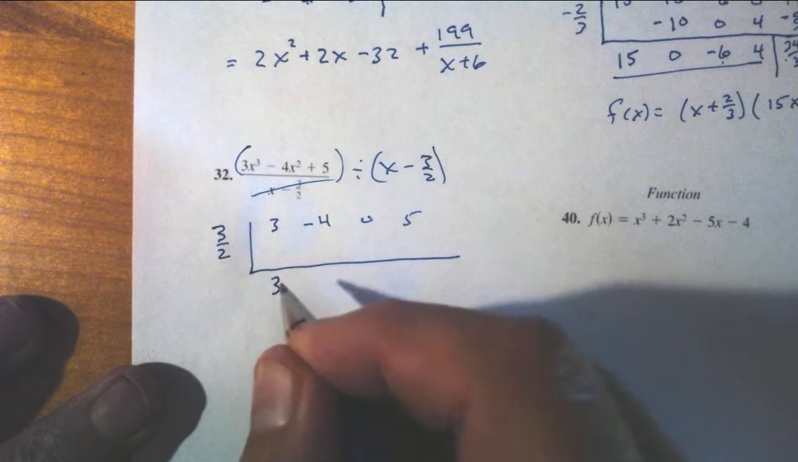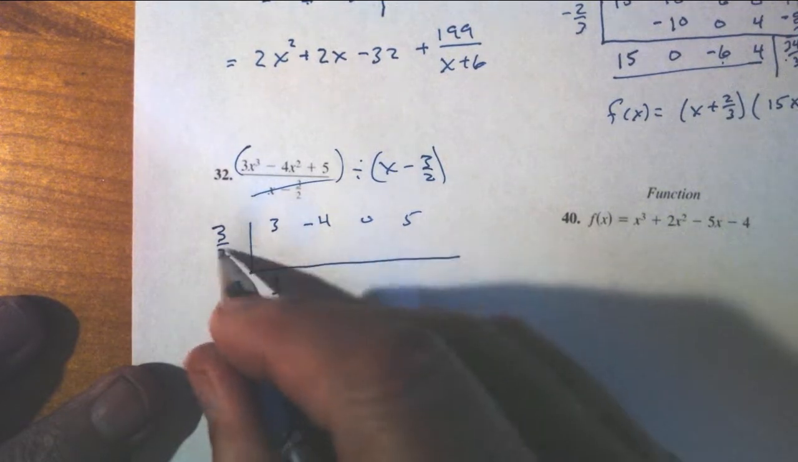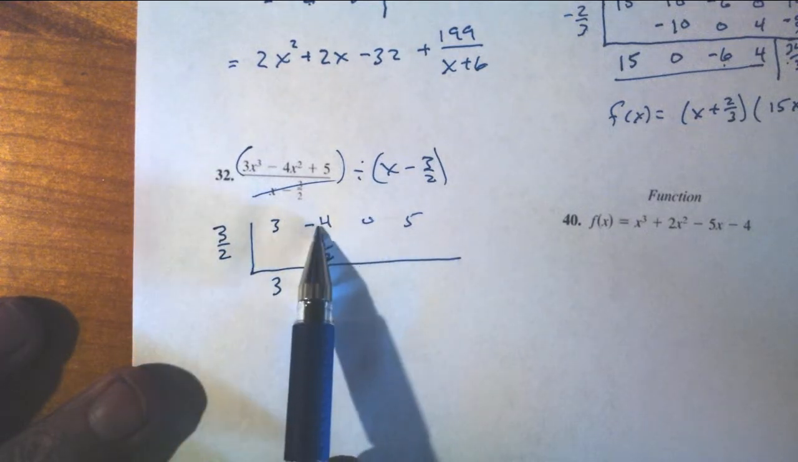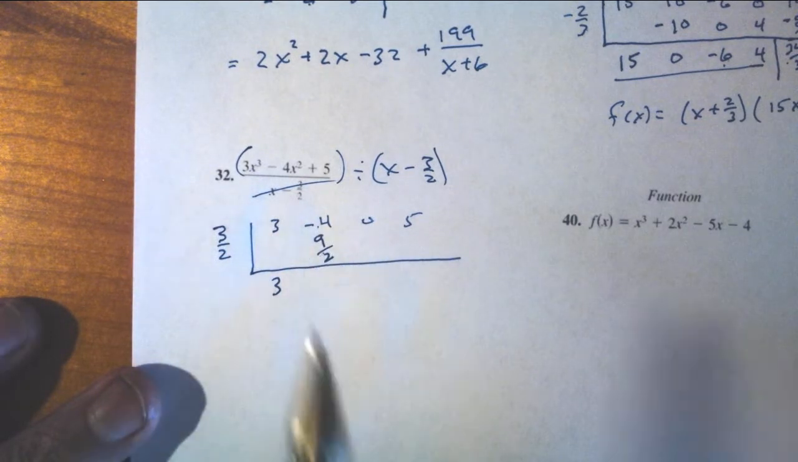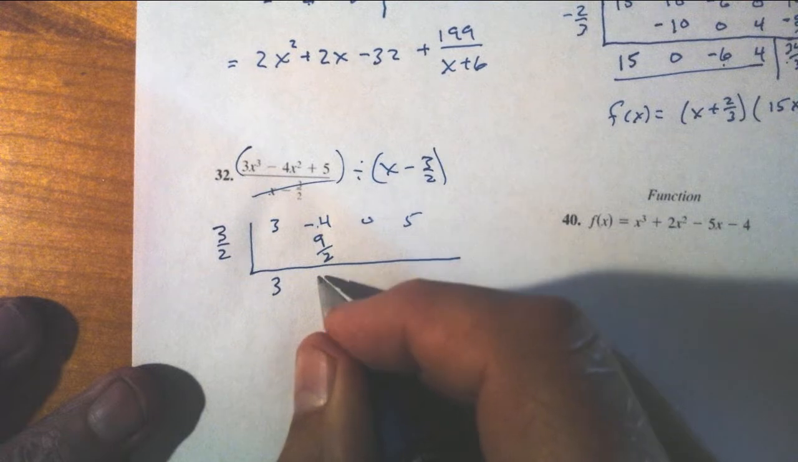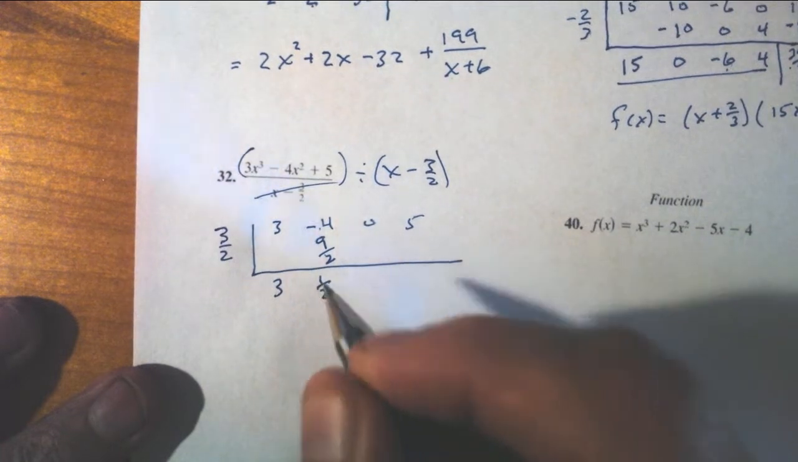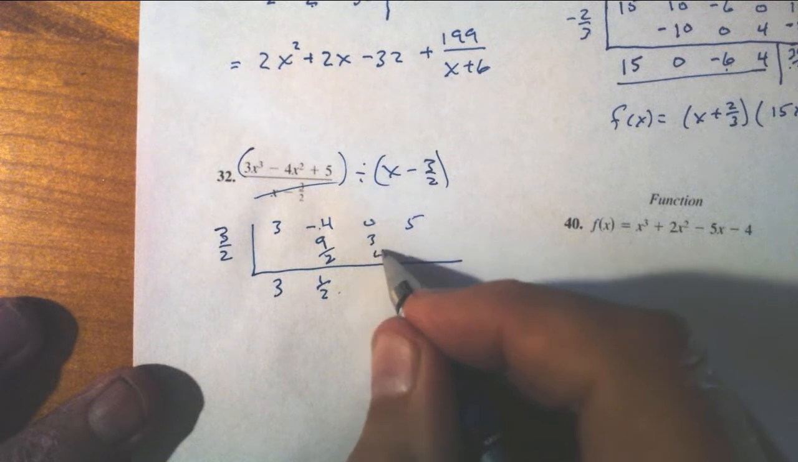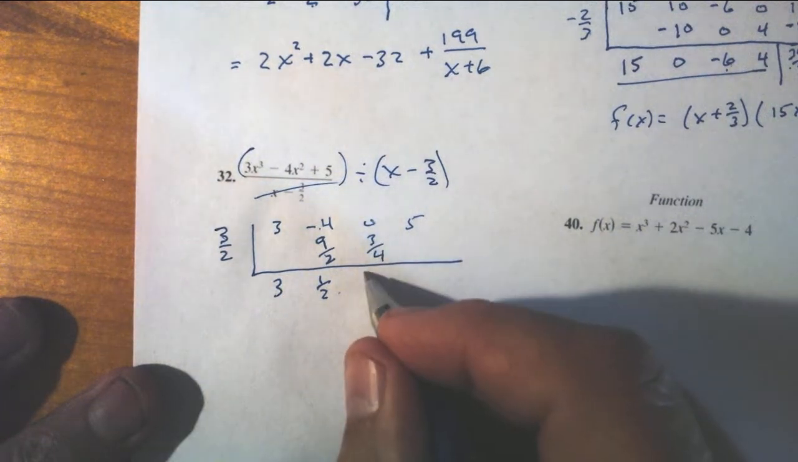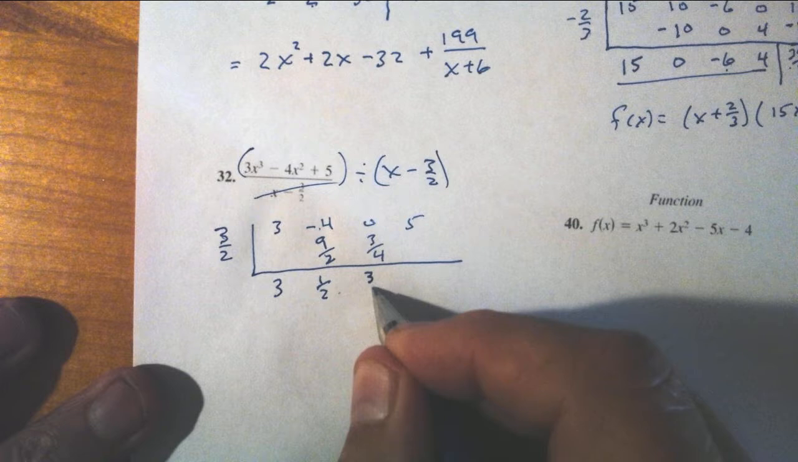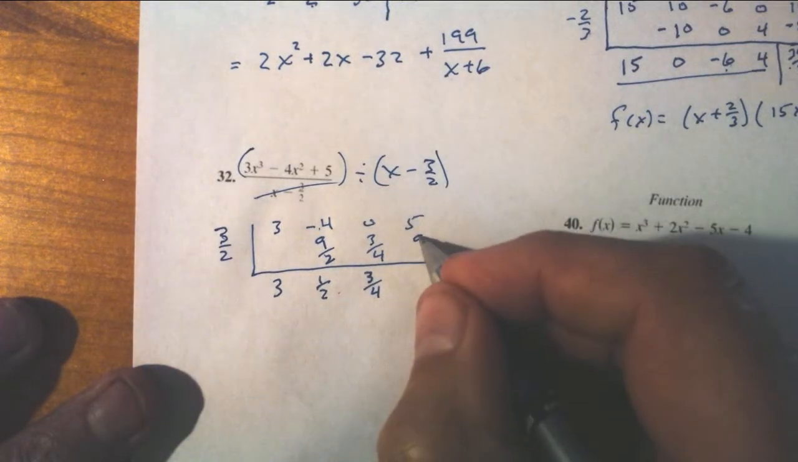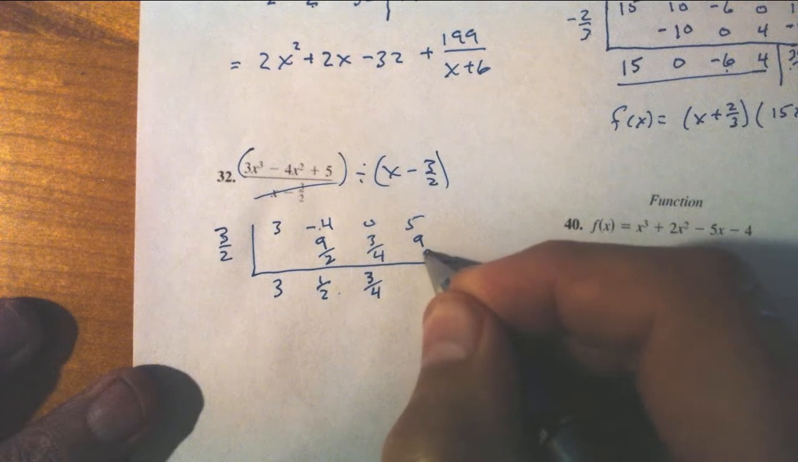I get 3, I get, multiply these, 9/2. That's negative 8/2 plus 9/2. Negative 8 plus 9, positive 1/2. I multiply those, I get 3/4. Add those, 3/4. Zero and 3/4, 3/4. Multiply those, and I get 9/8.